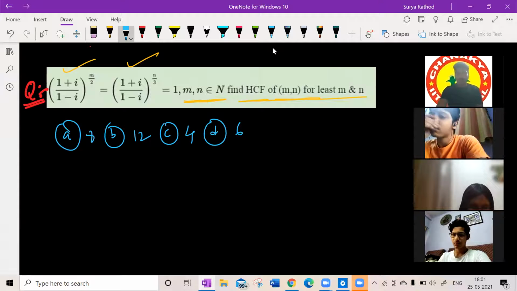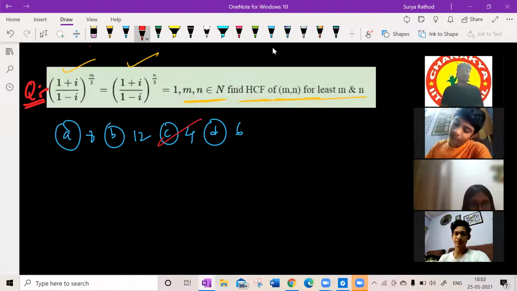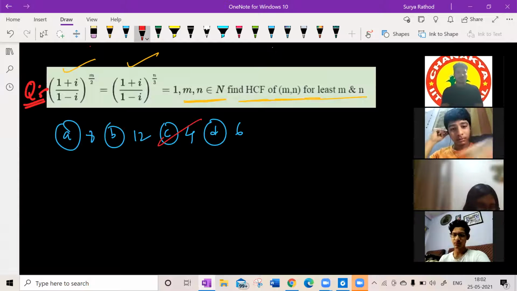What's your name? Disha. Very good. Right answer. Can you please explain how? First we have to rationalize (1 + i)/(1 - i), and similarly rationalize the other one. After finding the value, we get the same value. So we can equate m/2 = n/3 = 1. After rationalizing, what was your value?